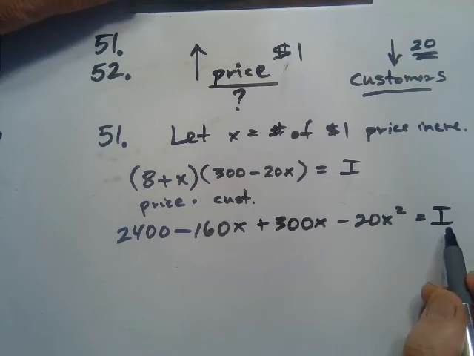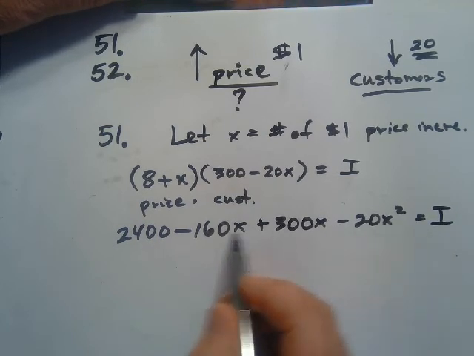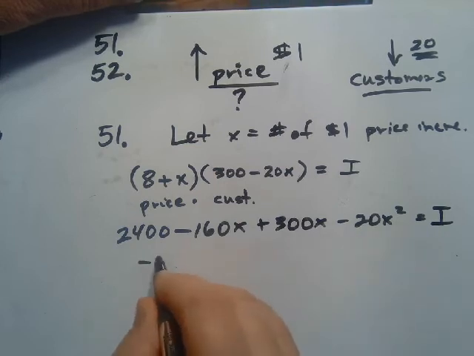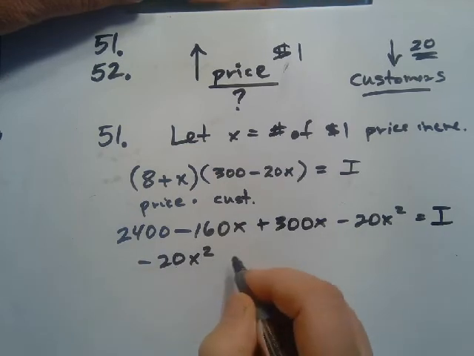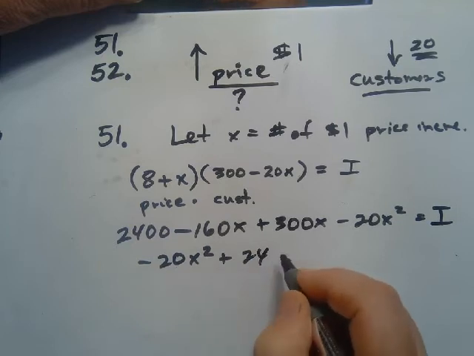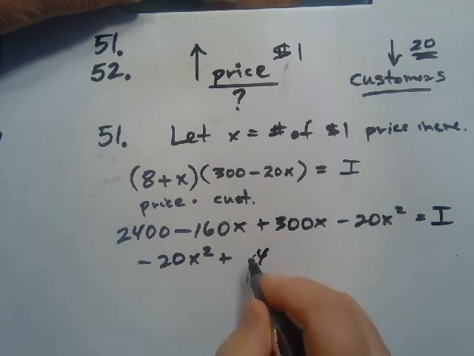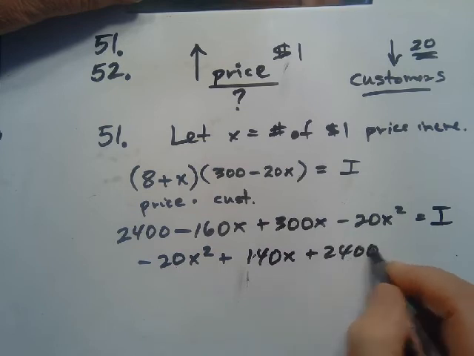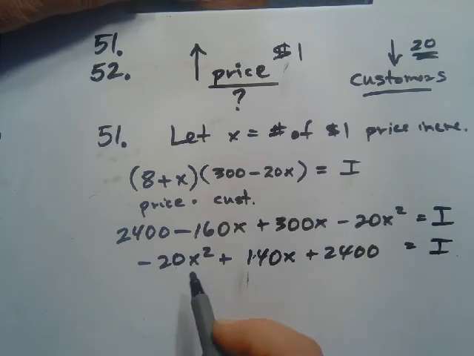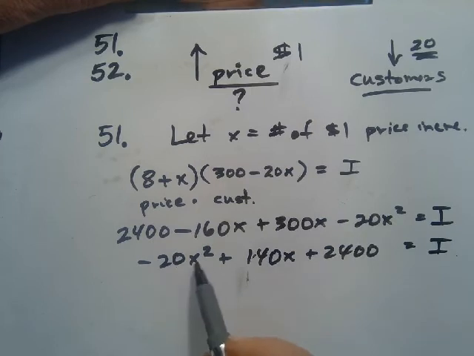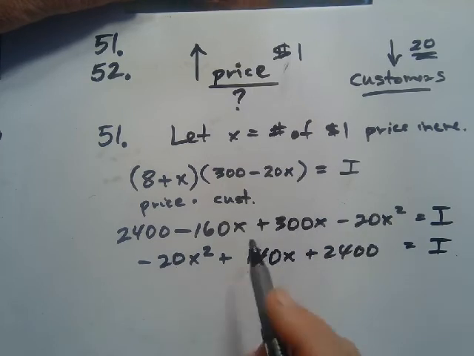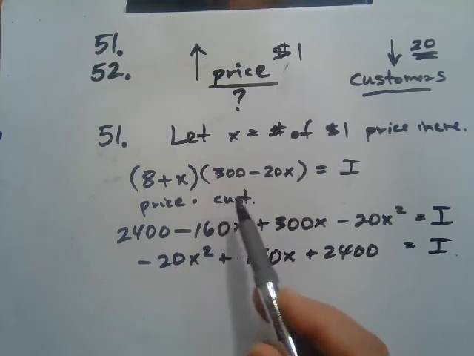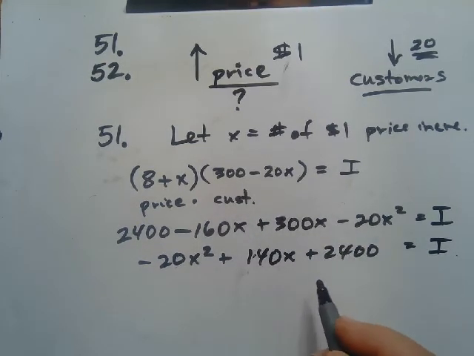Okay, so this income is based upon this FOILed number. Let's rearrange this and simplify. Negative 20x squared plus 140x plus 2400 equals his income. Negative 20x squared plus 140x. Make sure I did the arithmetic right here. Looks like I did. Okay.